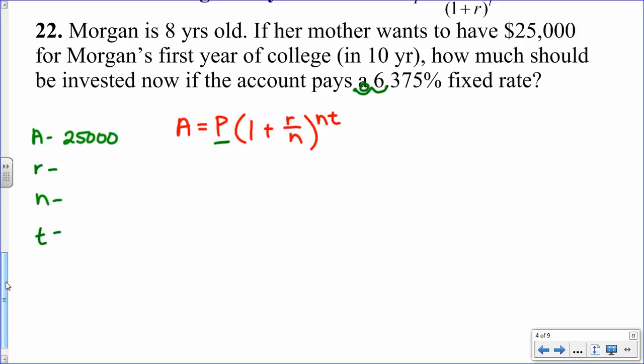Okay, so 0.06375. Do not round that number. Okay, you always have to keep it out. And how many times does it say? Annually. This had said annually, so it's compounded only 1 time per year. And then T is the number of years. So how many years? 10. Okay?